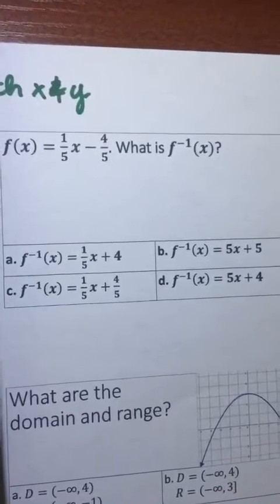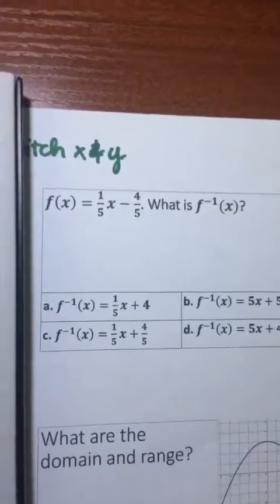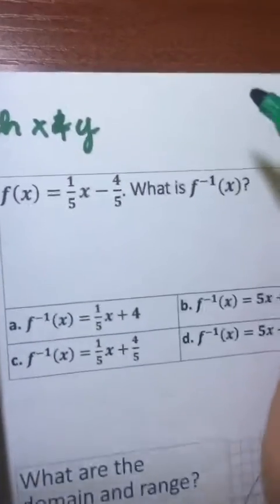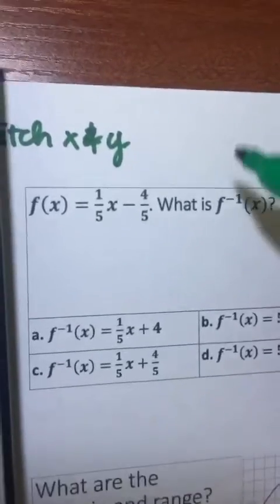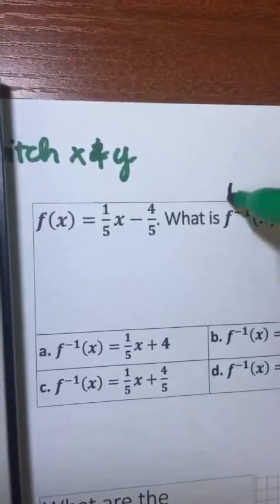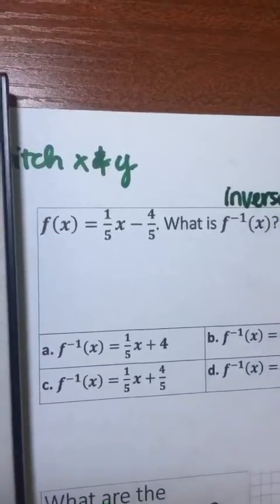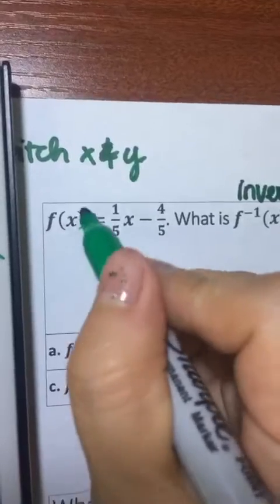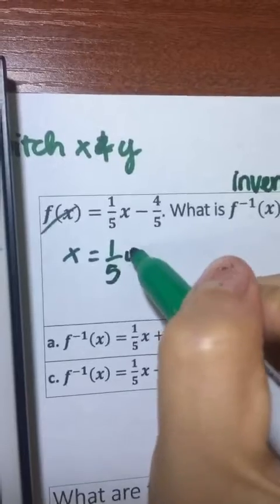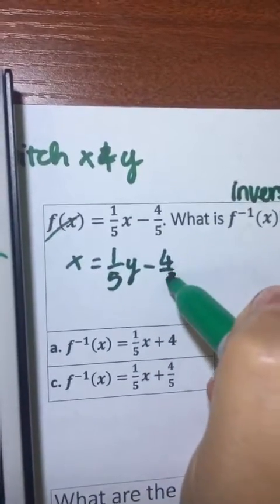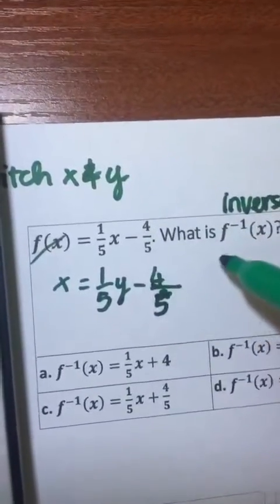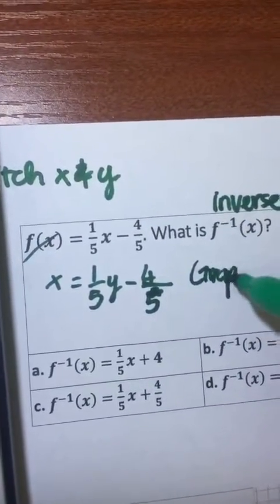Now for this problem, I will show you how to do it by calculator. I would say this calculator method is faster. It can be a tool for you to check your work, or if you don't know how to do it by hand, you might use this way. Again, this means inverse, and inverse means we're gonna switch x and y. So this left side becomes x equals 1/5. The x becomes the y, and everything else stays the same. Okay, 4 over 5.